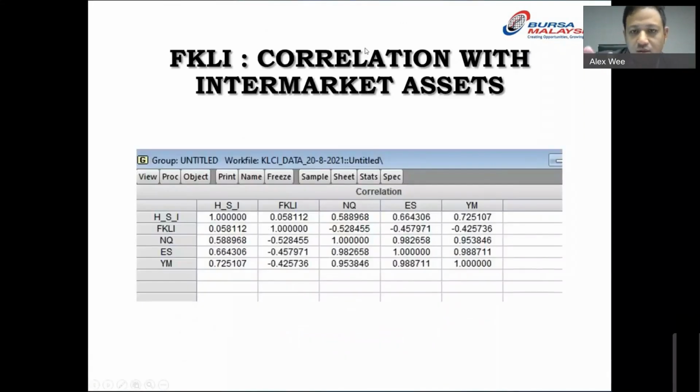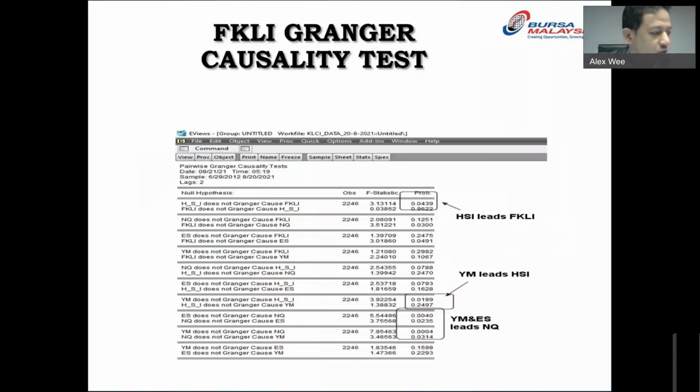You don't stop at the correlation test. From the correlation test, you move on to the Granger causality test. Granger causality is one step further after you do a correlation test: who is leading, who is affecting who. From the Granger causality test, you can see that HSI is leading FKLI. The p-value is less than 0.05, it's 0.0439, which means it's significant. What this means is Hang Seng could be leading FKLI.